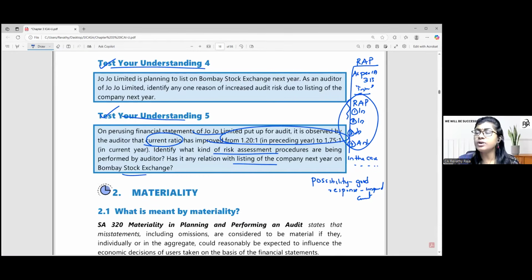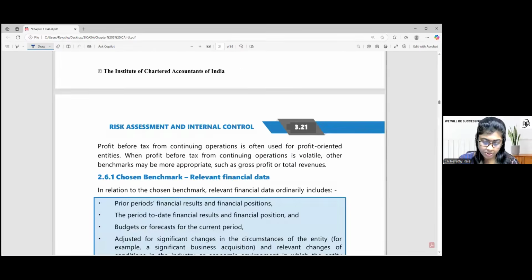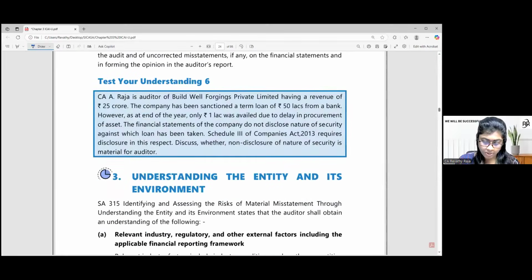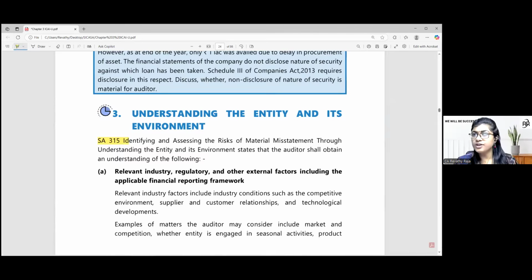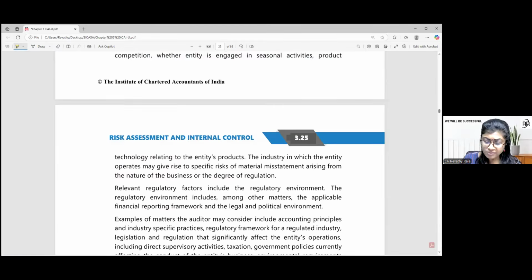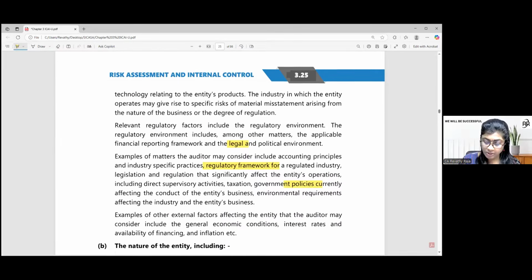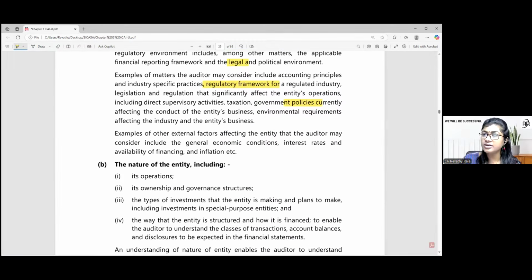Understanding of the entity, I've already taken that topic, for those who are asking: understanding the entity and its environment. As per SA 315, you should obtain an understanding of the owners, operations, products, legal environment, the regulatory framework, and policies. I think I discussed this list.